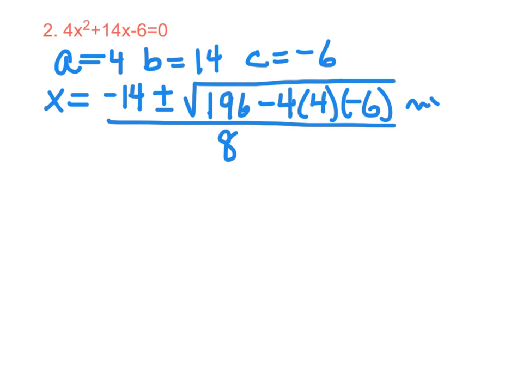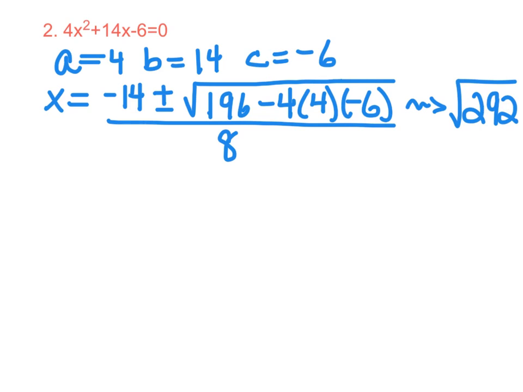Now over here, I'm going to look at that, and I see that I have 4 times negative 6. And then I have a minus in front of that first 4. So I know that I'm going to be doing 196 plus. And when I do 4 times 6, I get that value, and I'm going to add it to 196. And so that's going to end up being 292.